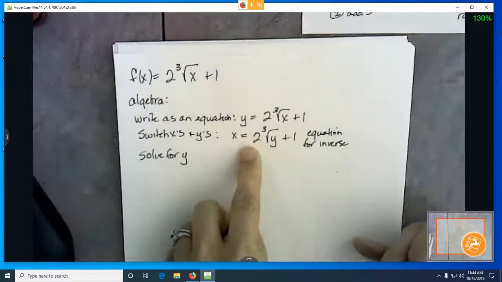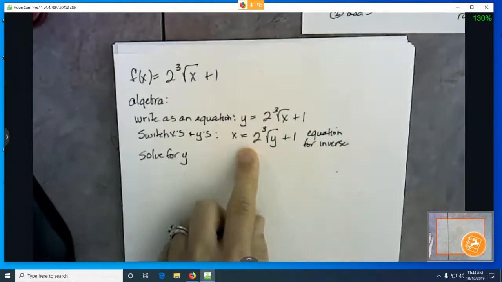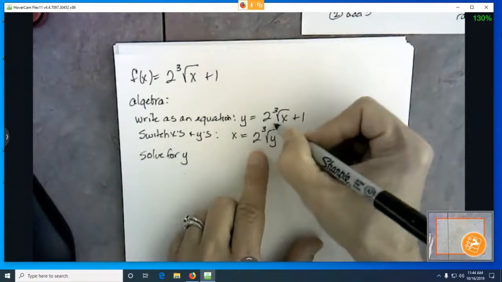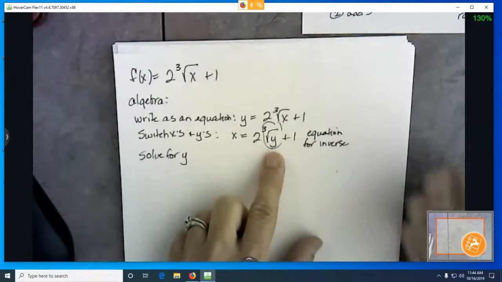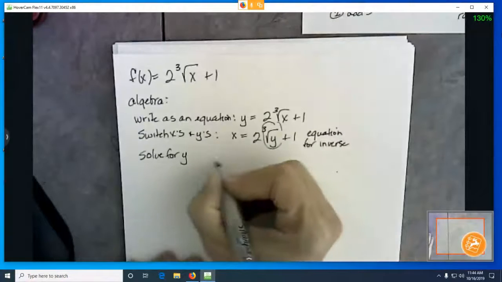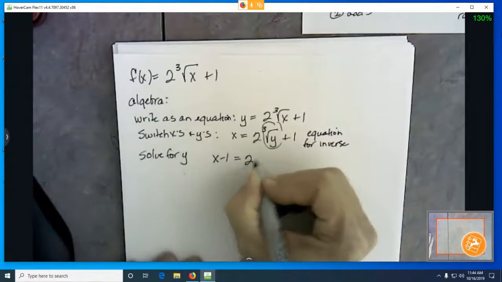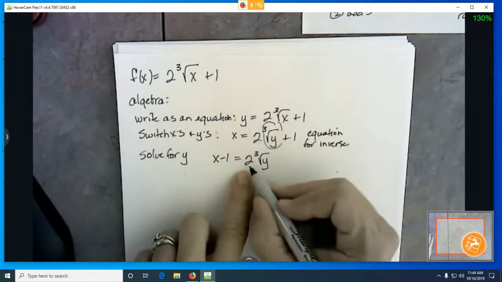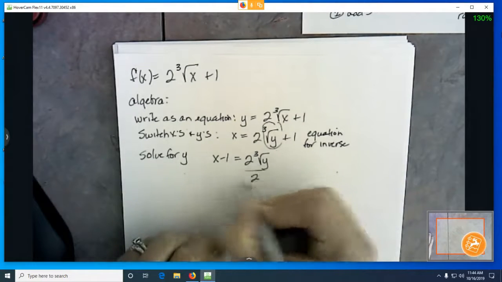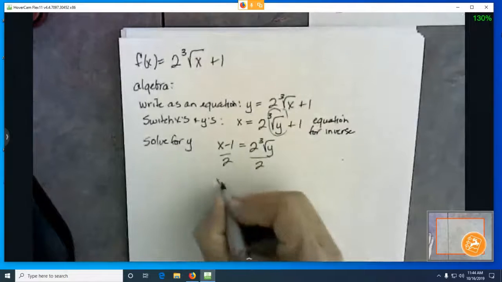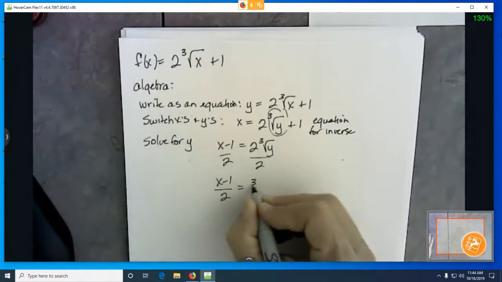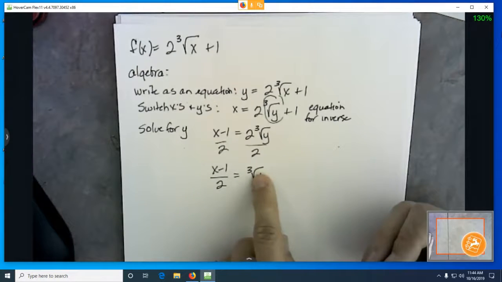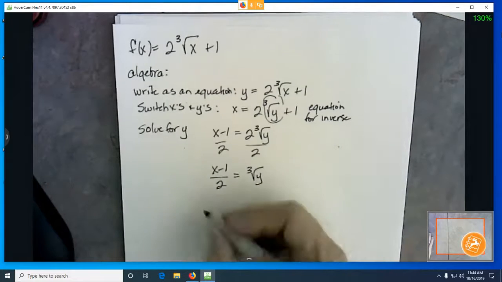So we're going to take this equation and solve it for y. And just think about basic equation solving principles. What we need to do first is get our cube root by itself on one side. So we'd have to start out by subtracting 1 from each side. That gives us x minus 1 over here. Then to get rid of the 2, we'd have to divide both sides by 2. Now we've got our cube root by itself on one side. To get rid of that cube root, we're going to have to cube both sides.